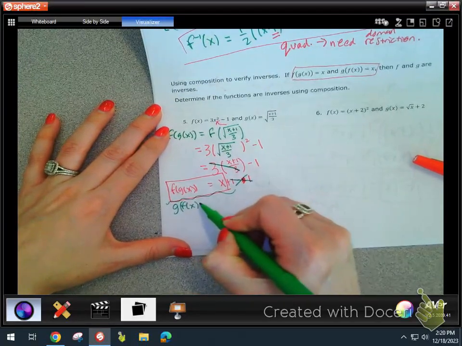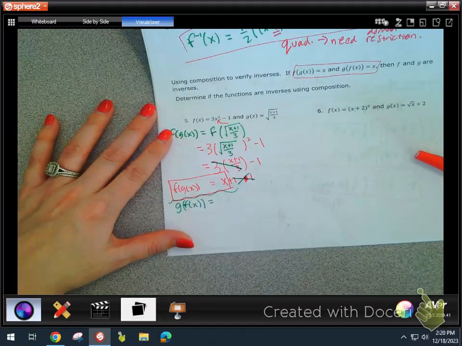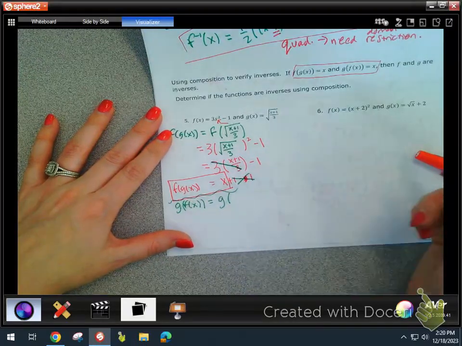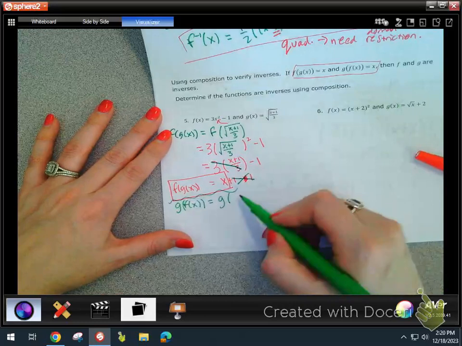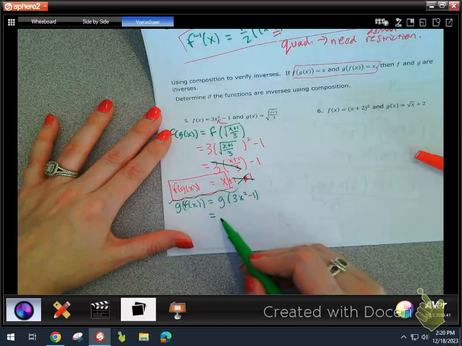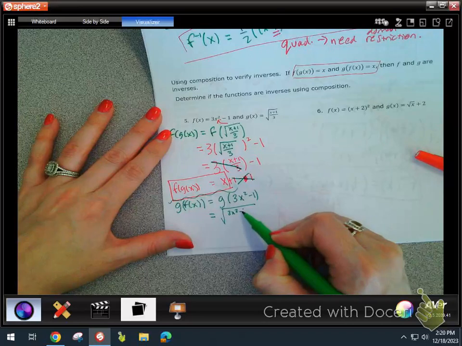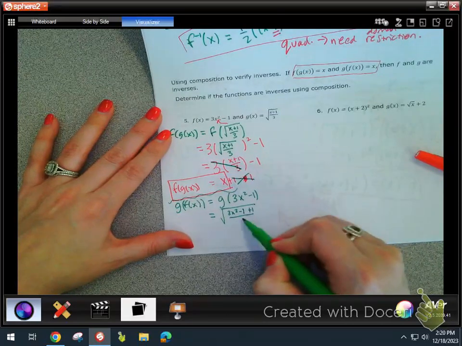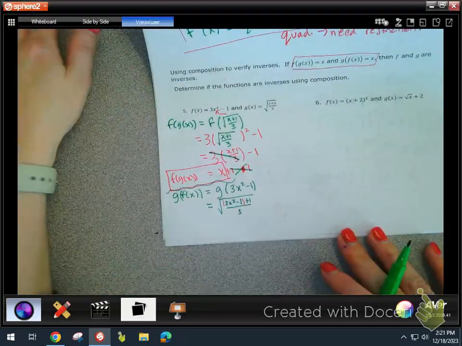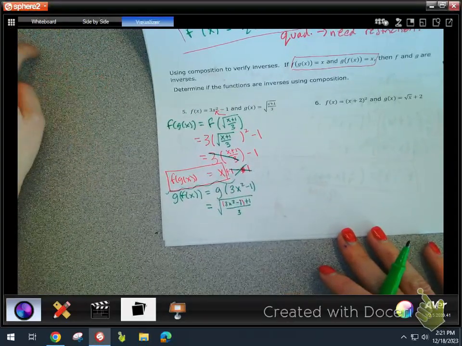It's kind of nice when you get a no with the first one, because what does that mean if you get a no? Just do the other one. But if you're getting a yes, the other one should work out, but mathematically you do have to show it. g of f of x, which is the square root of 3x squared minus 1 plus 1 over 3. And if it helps, I can put my input in parentheses like that. I don't really have to, but just so you can see where that came from.